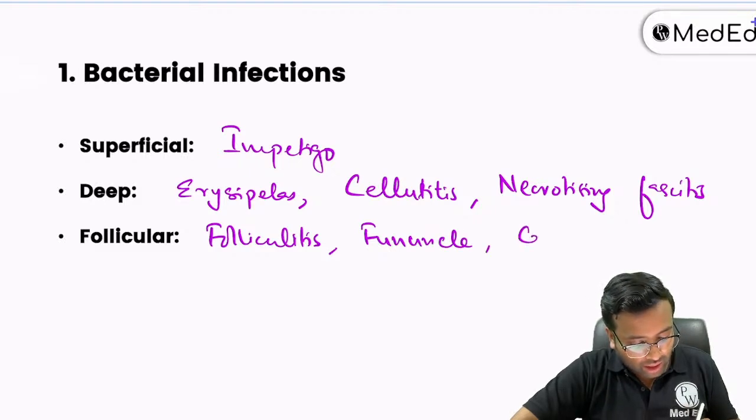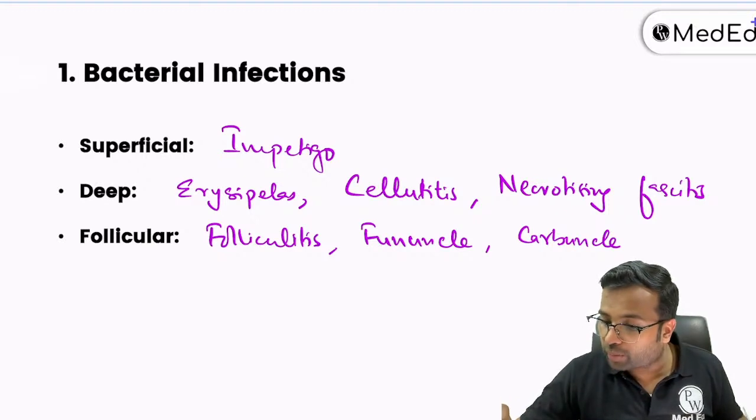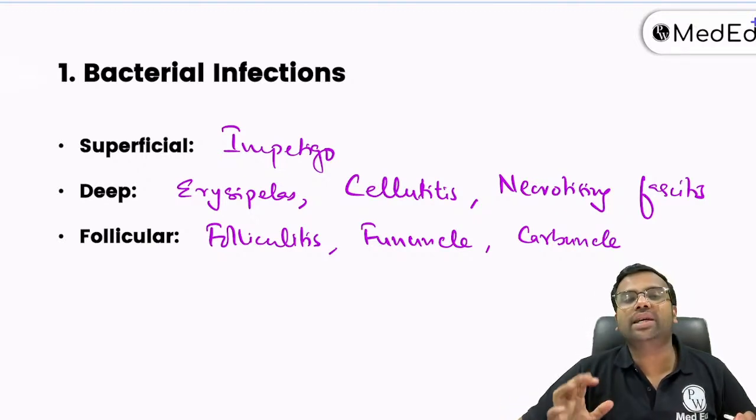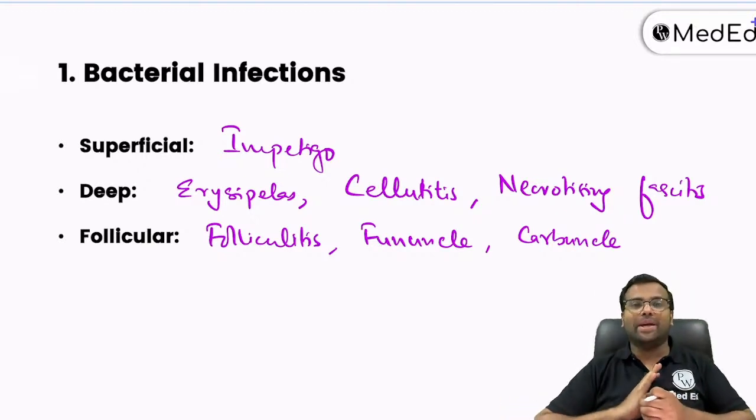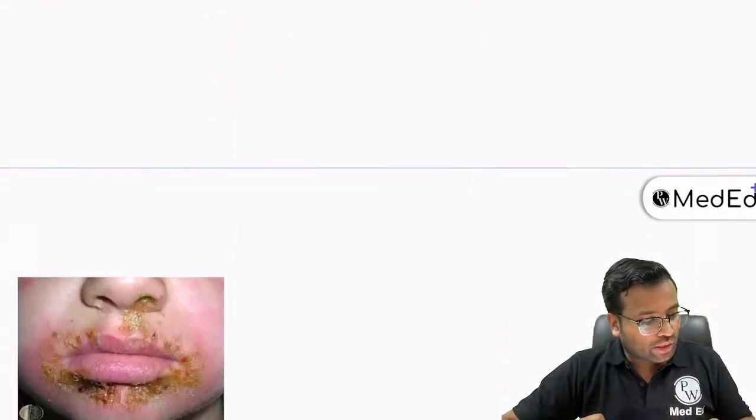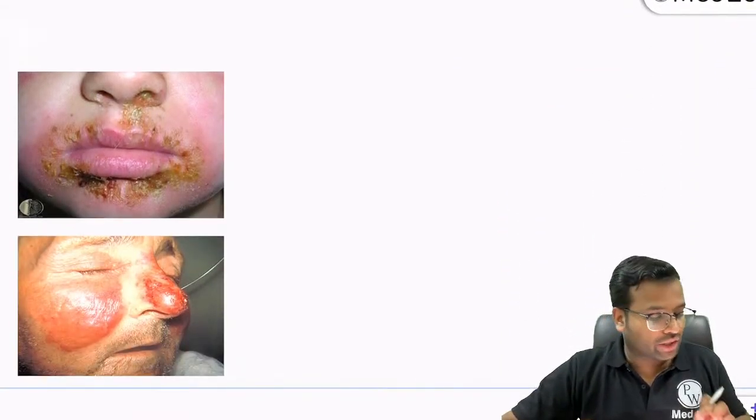Then it can be carbuncle as well. Carbuncle. So all these are going to be the common ones, right? How about seeing some of the images so that we will be able to correlate it better? So I'll show you some of the images now.